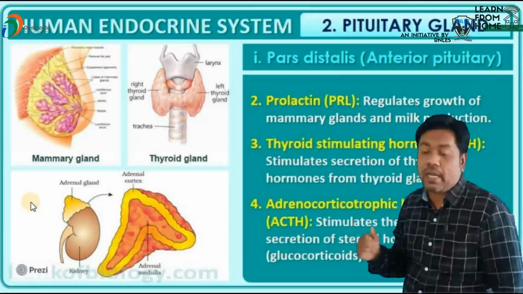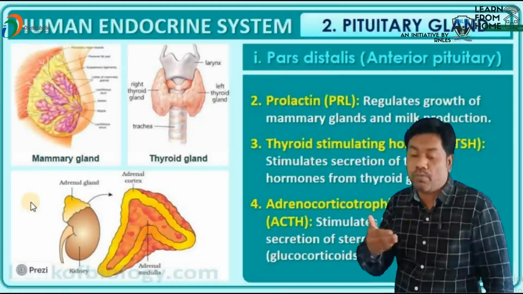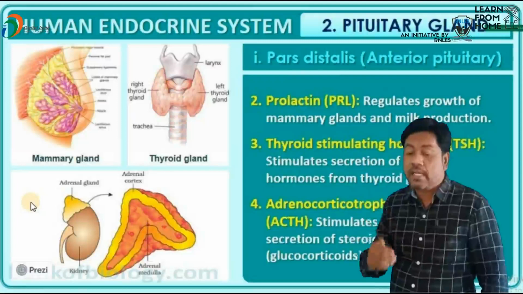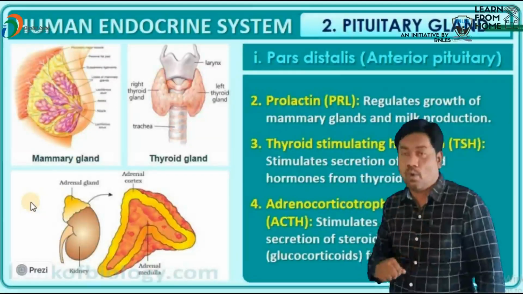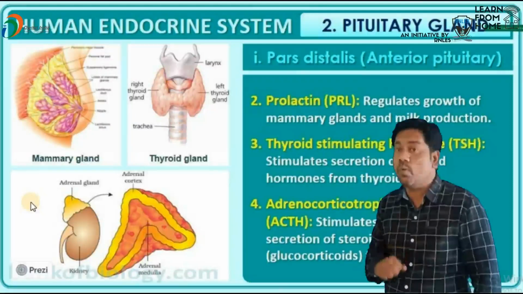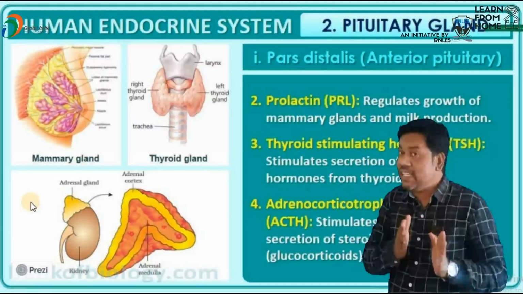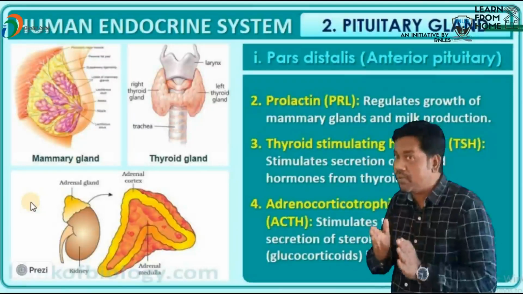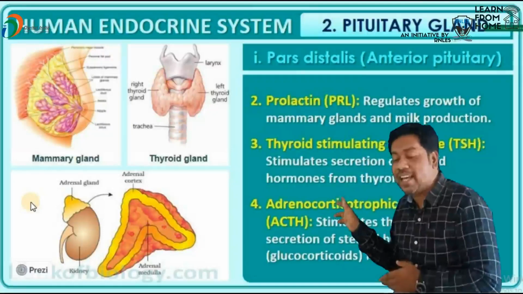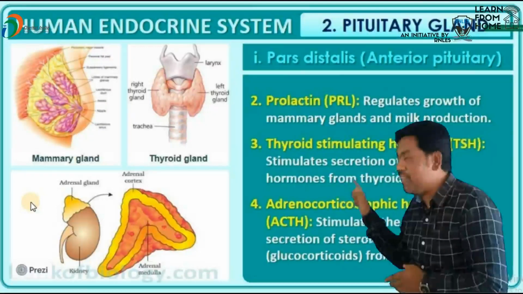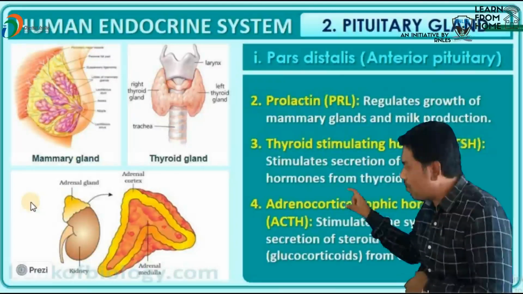What is ACTH, beta? Adrenocorticotropic hormone. ACTH means adrenocorticotropic hormone. It stimulates the synthesis and secretion of steroid hormones, for example glucocorticoids from the adrenal cortex. It stimulates the adrenal gland. This adrenal gland is located on top of the kidney. You have to see here in this slide, beta: the adrenal gland is located on top of the kidney.